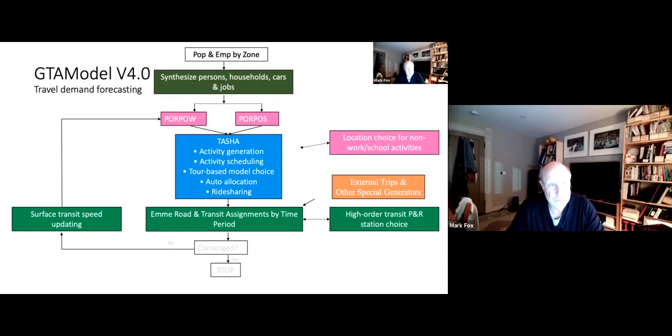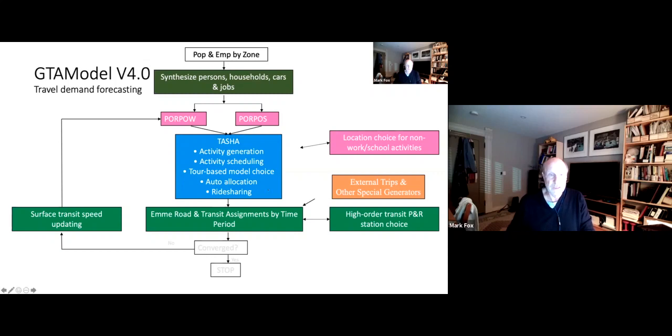The University of Toronto Transportation Research Institute has for many years been developing a transportation planning system called GTA Model Version 4.0, which does travel demand forecasting. It is used by the City of Toronto and by cities in the Greater Toronto Area to do their transportation planning. So it has been in production use by the cities for a number of years. What that system does is it synthesizes persons, households, cars, and jobs. It generates their trips, activity generation, activity scheduling, what trips they take, where they take them to, et cetera. And then it simulates all of those people going on all those trips within the city, and uses that as a basis of evaluating transportation plans for the future.